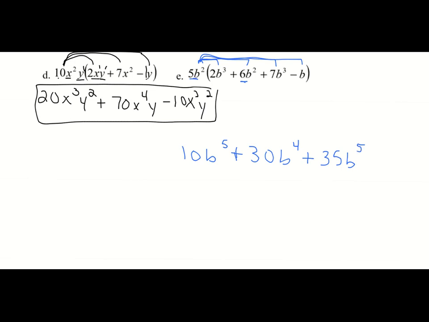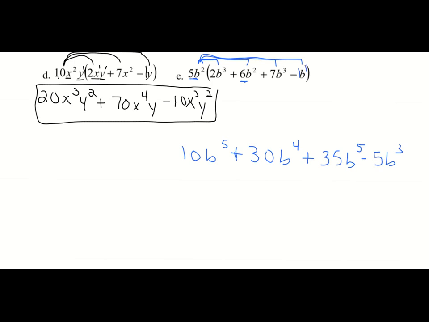And then 5b squared times negative b is going to be negative 5b cubed, because 1 times 5 is 5, and I'll add the 1 and the 2 together for the exponent.